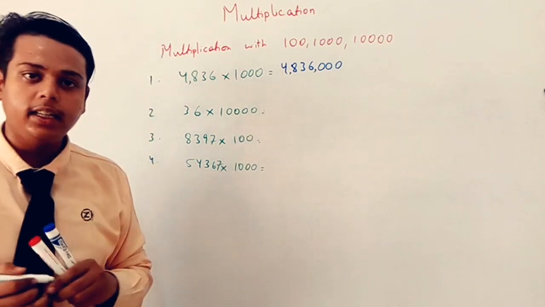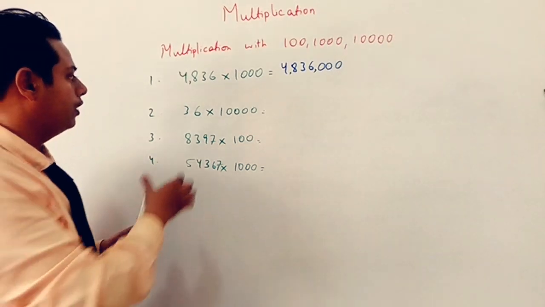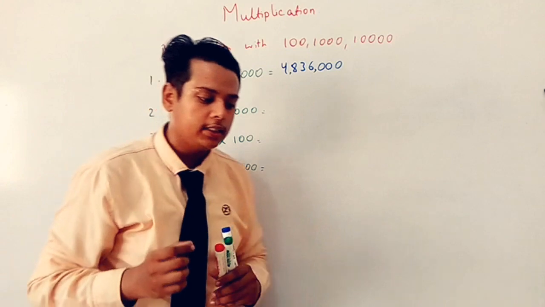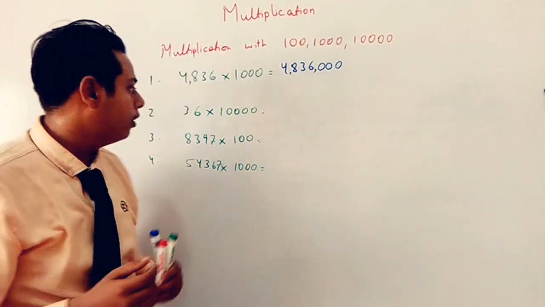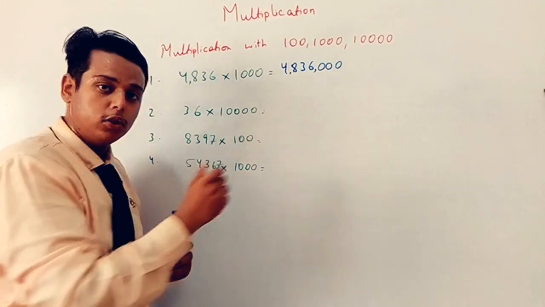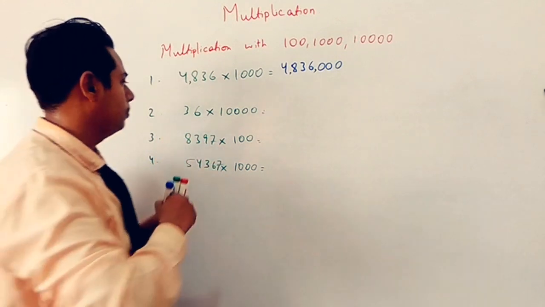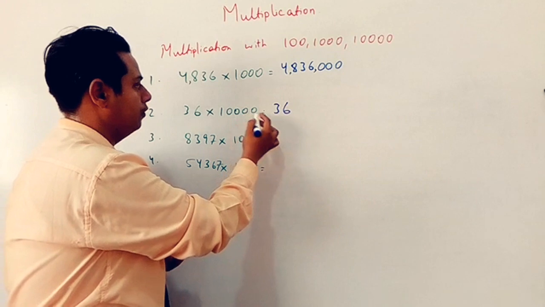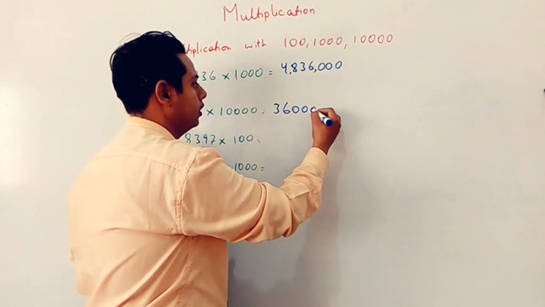Okay, as I said, what we have to do? First of all, we have to write the first number, whatever the number is there. We just need to write the same number over there. Then what we have to do? We will count the zeros over there and write the zeros. Simply 36, and how many zeros are there? 1 2 3 4. So 1 2 3 4.